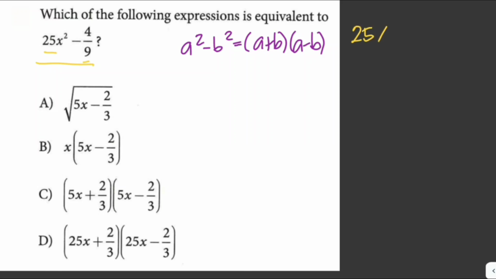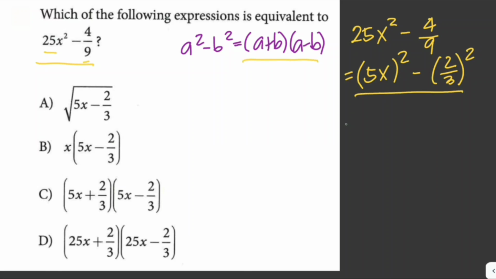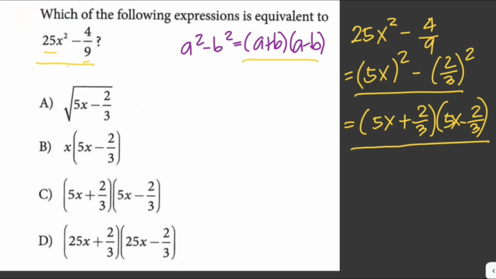So we have 25x squared minus 4/9. So this can be written as 5x squared minus 2/3 squared. And by using this, we can write this one as 5x plus 2/3 times 5x minus 2/3. So this is the equivalent expression of this one. So the answer here is letter C.